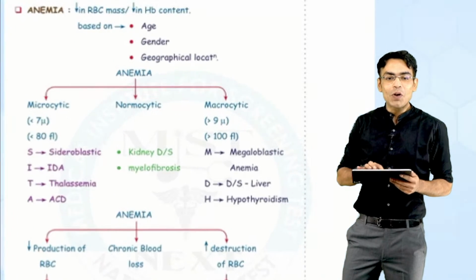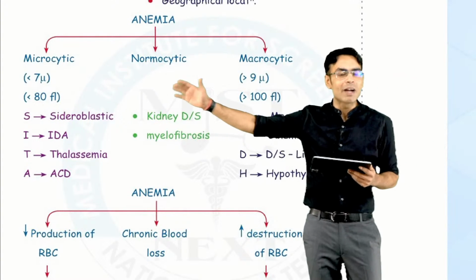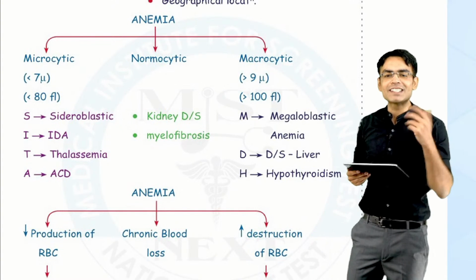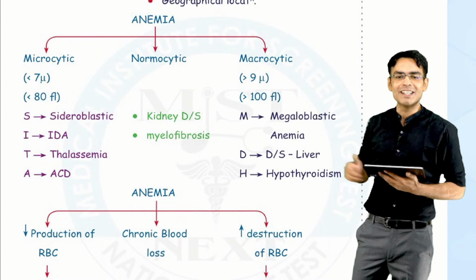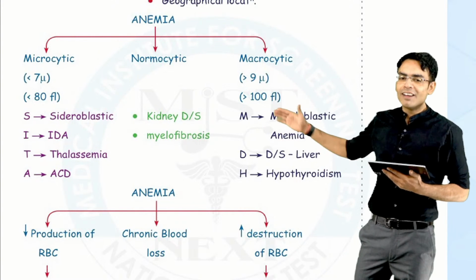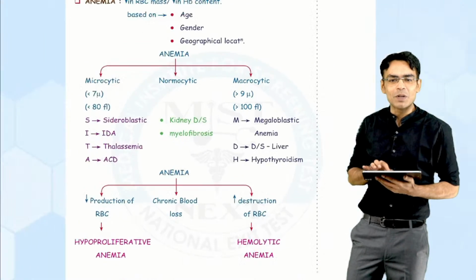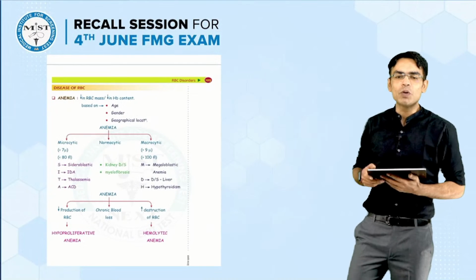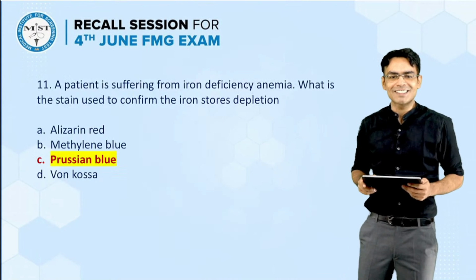And when we were doing the classification of anemia, I told you that when we are talking about microcytic anemia, the mnemonic is SITA, a very popular mnemonic. I've been studying it since my college days. And for macrocytic anemia, the mnemonic I gave you was MDH. Here I have mentioned that you can see it in liver diseases, and that is what students have told me they had mentioned. So again, the answer for this question would be liver diseases.